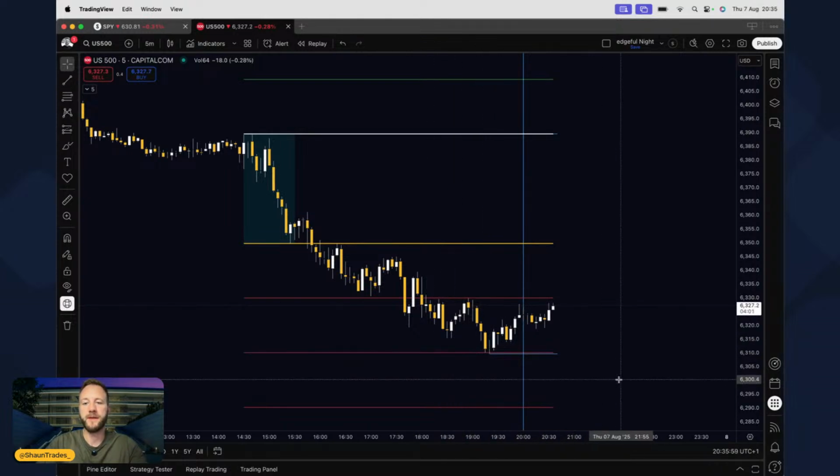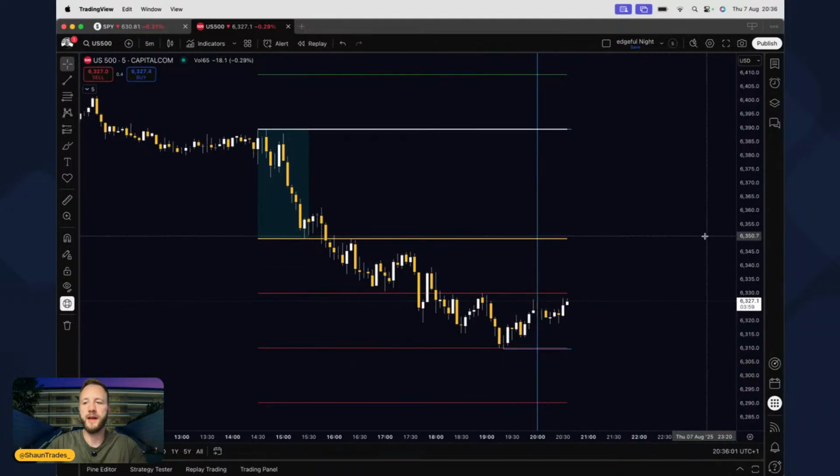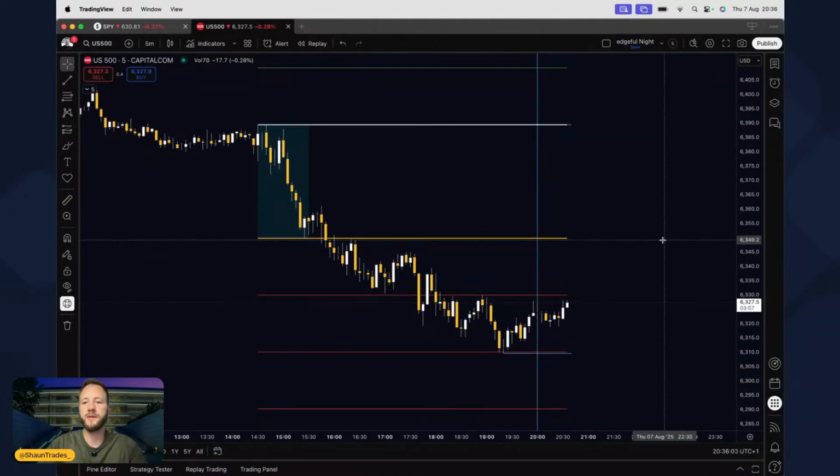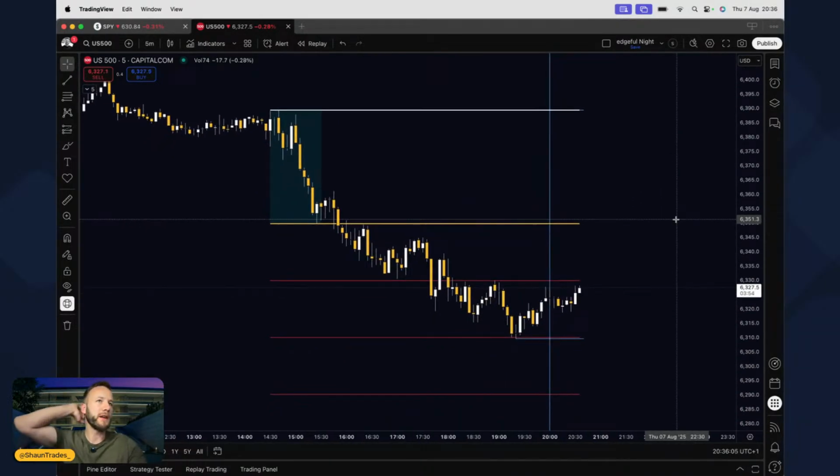So yeah, those lines do matter, and that's kind of my strategy when it comes to Edgeful, just because I'm based in the UK, of course. So I can't really trade the market open because I'm busy working, of course. What am I going to do here? So hopefully that kind of makes sense.